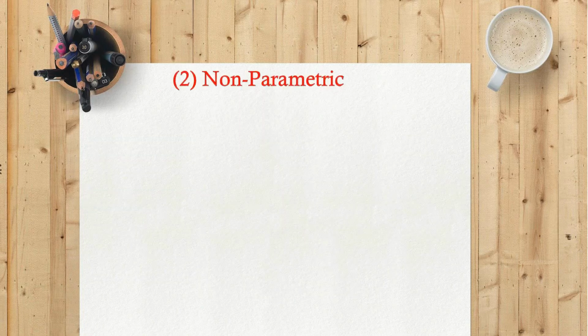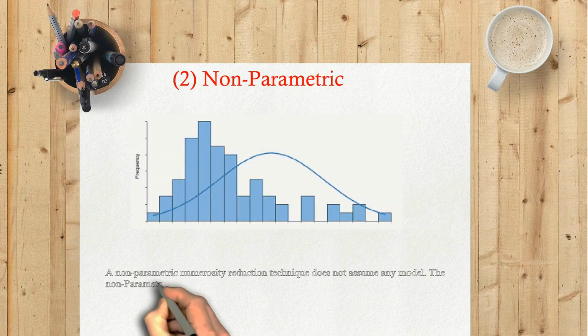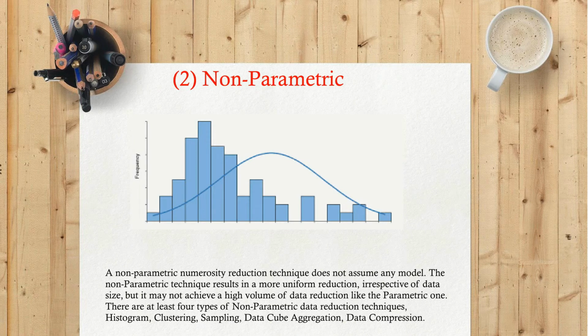2. Non-parametric. A non-parametric numerosity reduction technique does not assume any model. The non-parametric technique results in a more uniform reduction, irrespective of data size, but it may not achieve a high volume of data reduction like the parametric one. There are several types of non-parametric data reduction techniques: histogram, clustering, sampling, data cube aggregation, data compression.